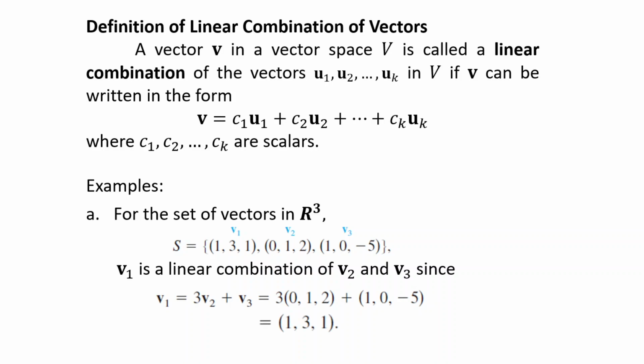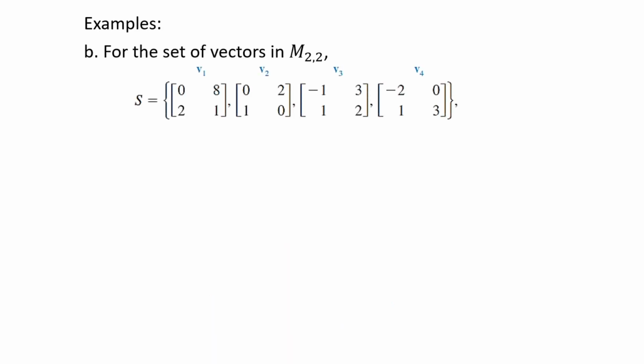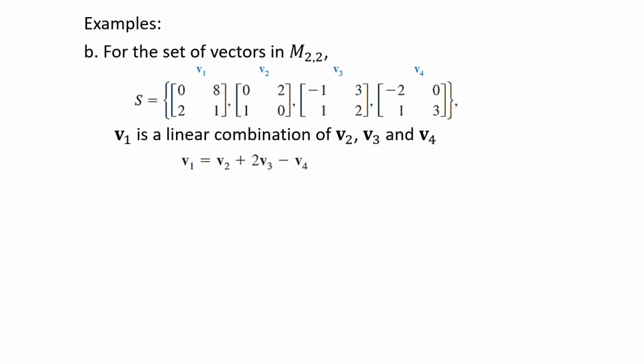Another example is we have the set of vectors in M22. We have 2 by 2 matrices. So we have these vectors v sub 1, v sub 2, v sub 3, and v sub 4. So v1 is a linear combination of v sub 2, v sub 3, and v sub 4 because this v sub 1 is equal to v sub 2 plus 2 v sub 3 minus v sub 4.